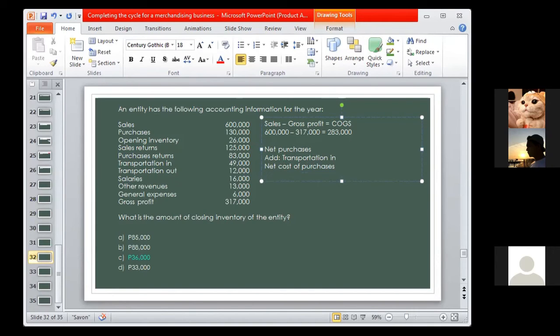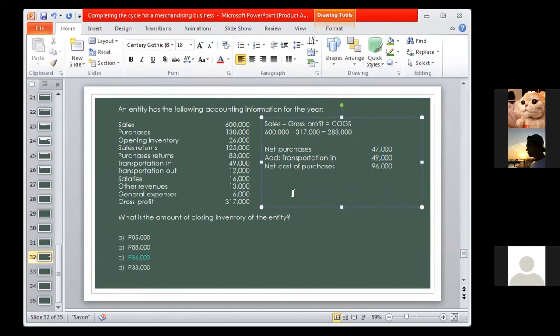Pag nakuha na natin ito, lagay muna natin dito yung mga amount nila. Net purchases, magkano kanina? 47,000. Transportation in, magkano? 49,000. Magiging 47 plus 49, 96 yan. Kuha natin yung net cost of purchases.